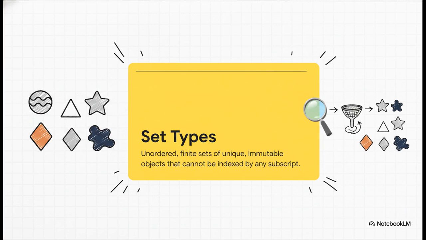Because sets automatically enforce the reflexivity of their unique elements, they are the absolute most Pythonic way to remove duplicates from a sequence. But you have to remember their core properties from the reference manual. They are unordered, and they are completely unindexed.